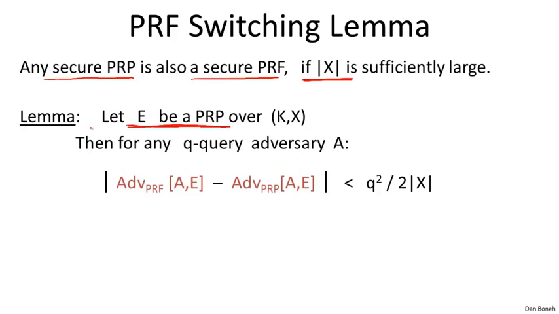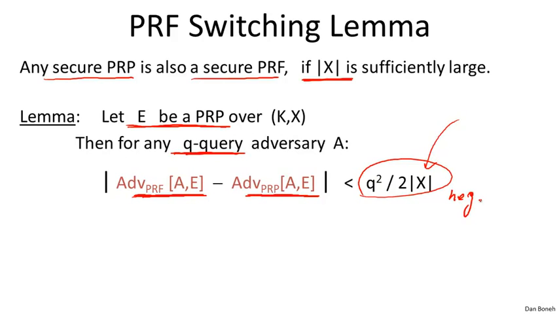So the lemma basically says the following: if you give me a PRP over the set X, then for any adversary that queries the PRP at most Q points, so it makes at most Q queries into the challenge function, then the difference between its advantage in attacking the PRP when compared to a random function is very close to its advantage in distinguishing the PRP from a random permutation. In fact, the difference is bounded by this quantity here. And since we said that X is very large, this quantity Q squared over 2X is negligible. Okay, that's going to be our goal.